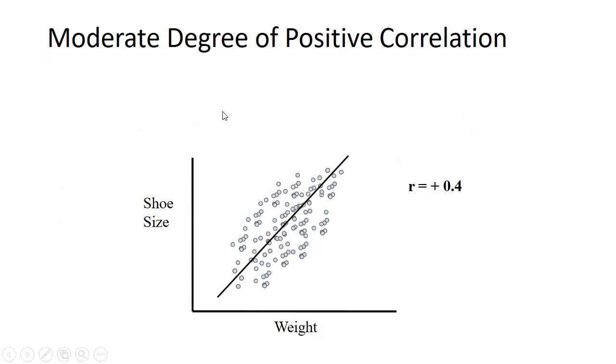Same as the moderate. Here the dispersion is more compared to the previous. Here more dispersion or data more heterogeneous. That is why this is a positive correlation, a low degree or a moderate degree of positive correlation we can say.